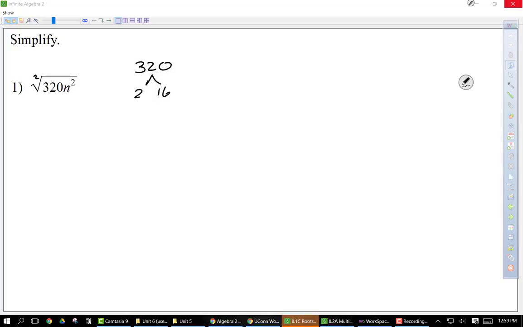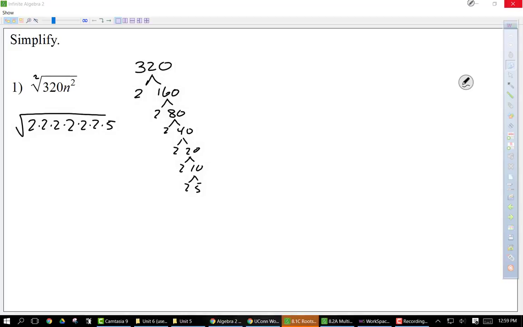So that's 2 160, that's 2 and 80, 2 and 40, 2 and 20, 2 and 10, 2 and 5. Well, it's a lot of 2's. So this is actually the square root of 2 times 2 times 2 times 2 times 2 times 2 times 5. We have 6 2's and 1 5.